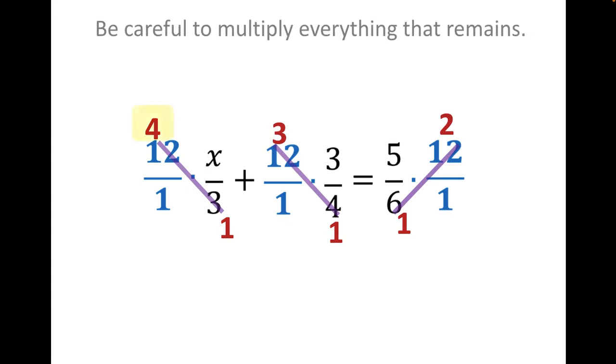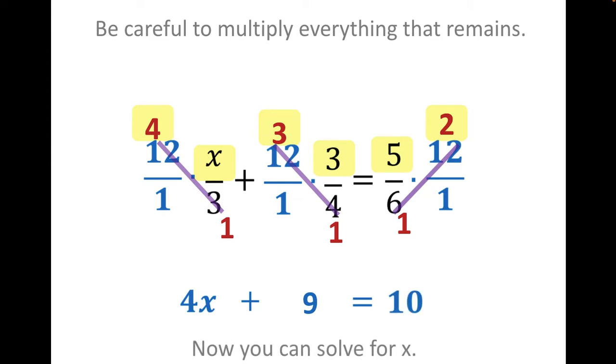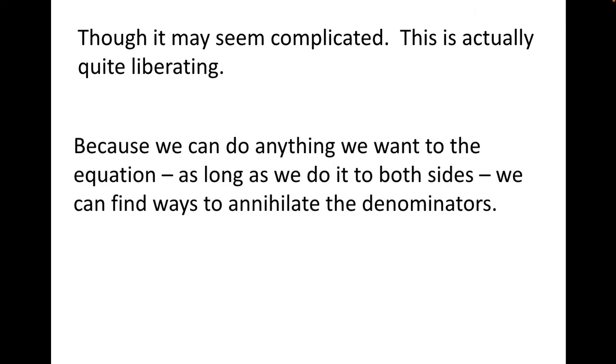Now, I want to be careful to multiply everything that remains. So the 4 and the x will all be over 1, so I'll just get a 4x. Notice how my denominators disappeared. So 4x plus 9 equals 10. Now I can solve for x. There's no denominators. It's great. Here's another example coming up.